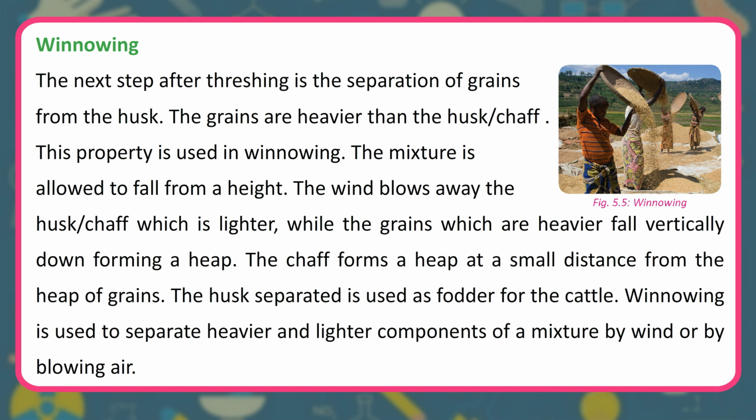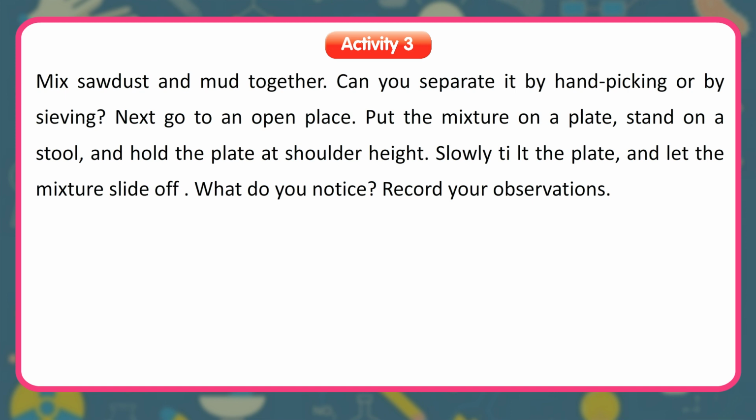The husk separated is used as fodder for the cattle. Winnowing is used to separate heavier and lighter components of a mixture by wind or by blowing air. Activity: mix sawdust and mud together. Can you separate it by hand picking or by sieving?